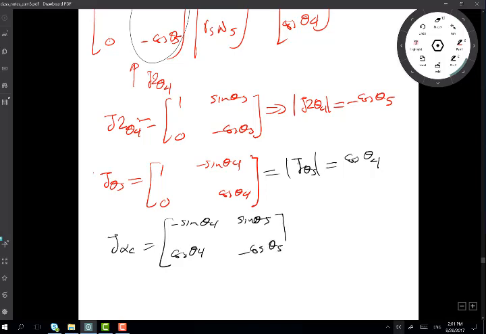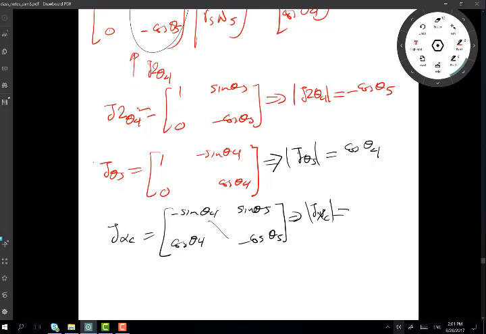And then when I solve that to get my determinant, I'll just multiply those together. That will give me sine cosine minus cosine sine. So this will be sine of the difference between theta 4 and theta 5. So this is sine of theta 4 minus theta 5.